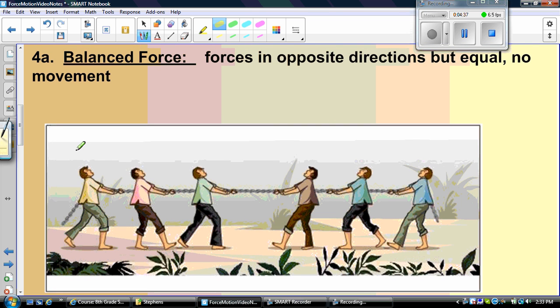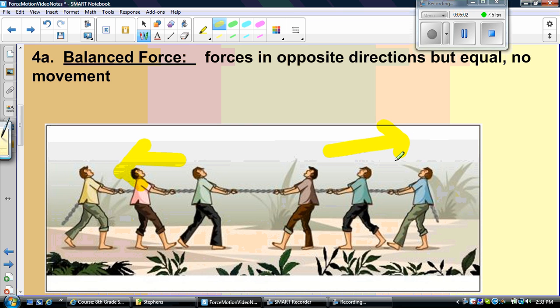Kind of like in a tug of war. So you guys know when we have our homecoming assembly, and once you get to high school, you get to have tug of war contests among the different classes. So tug of war is a great example. If both sides are pulling with the same amount of force, then the rope will not move.